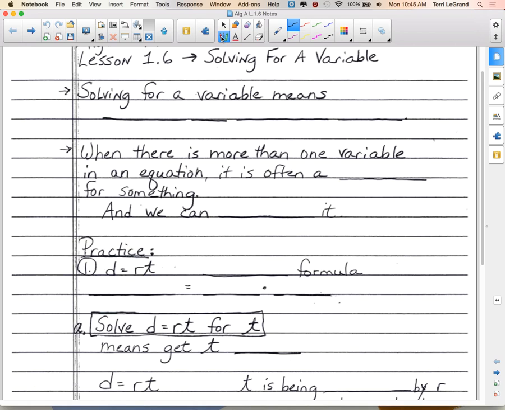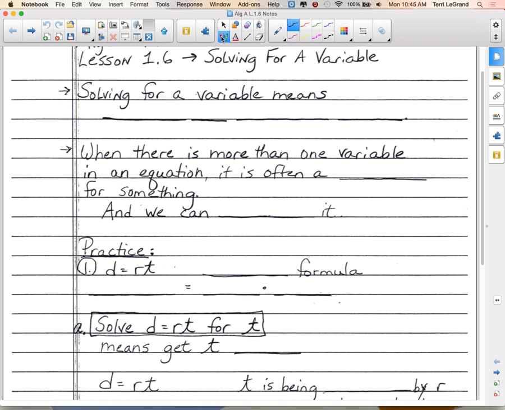So a literal equation is an equation that has 2 or more variables. Not just an x, or just an a, but maybe an x and an a. Just like our area formula for a rectangle had 3 variables in it: capital A, area, equals little l times little w, length times width. Those are called literal equations. Some of them are also called formulas.